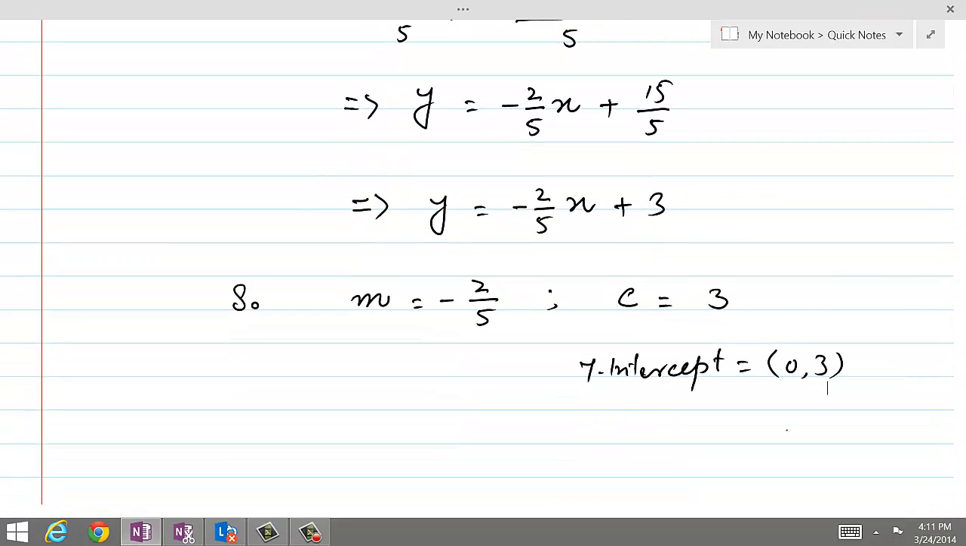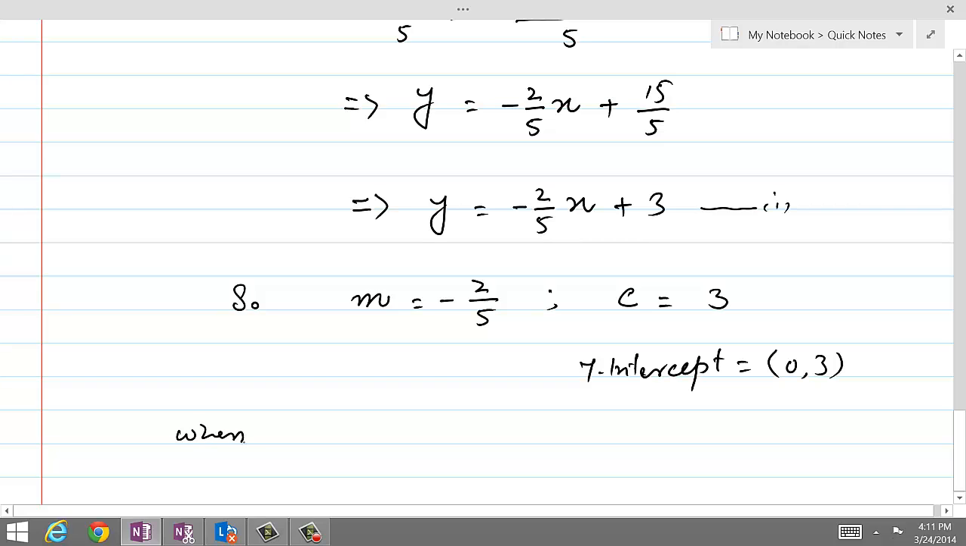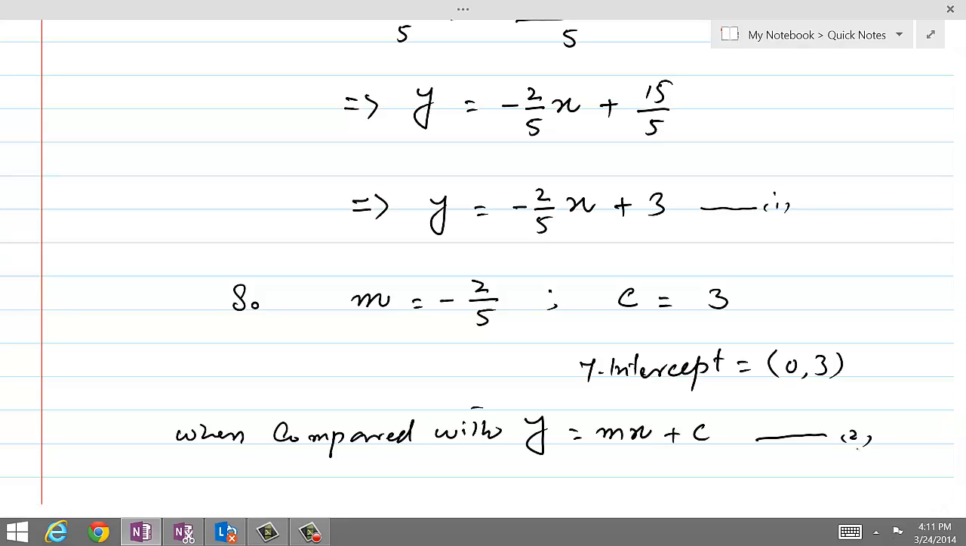If this was named as 1, upon comparing with y is equal to mx plus c, which we call 2, the comparison between 1 and 2 gives us m equal to minus 2 over 5 and c equal to 3. This is a very useful form of the equation of a straight line, especially when we want to find the slope of the line from the equation of the line.